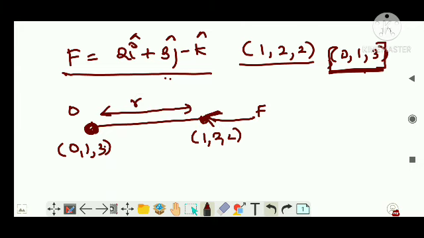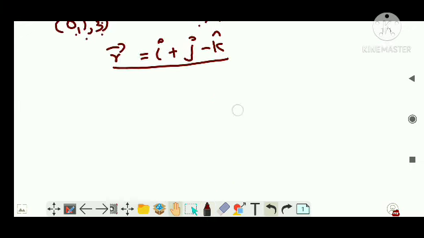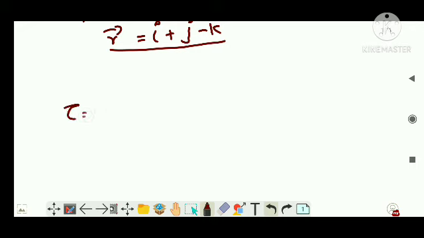What will be r vector here? This is the position difference, right? So r vector is equal to what? 1 minus 0 is 1, so it is i cap. Then 2 minus 1 is 1, that is j cap. Then 2 minus 3 is minus 1, that is k cap. So you got r, you got F. So you just have to do what? In order to find torque, it is r cross F, right?